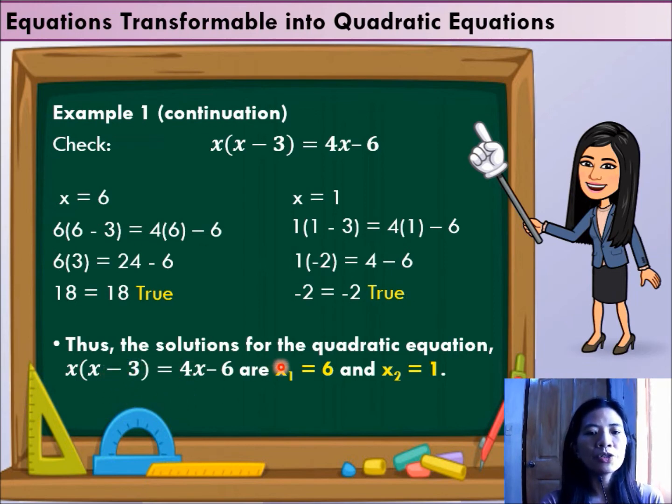Thus, the solutions for the quadratic equation x quantity x minus 3 close quantity equals 4x minus 6 are x sub 1 equal to 6 and x sub 2 equals 1. Okay, if you are going to ask, can these two numbers be interchanged? The answer is yes. We can also have x sub 1 equals 1 and x sub 2 equals 6, since we are dealing with the commutative property.